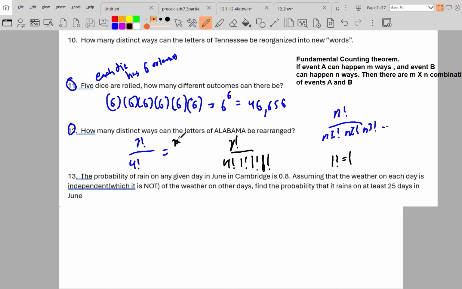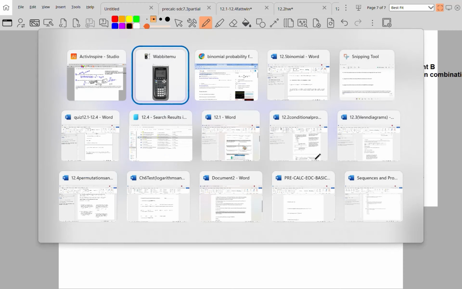And I feel like doing this by hand. 7 times 6 times 5 times 4 times 3 times 2 times 1, sitting over 4 times 3 times 2 times 1. Cancel, cancel. 7 times 6 is going to be 42, always has been. 42 times 5 should be 210. 210 ways you can rearrange Alabama. And that is where I stop on the 12.5 work. There you go, boys and girls.